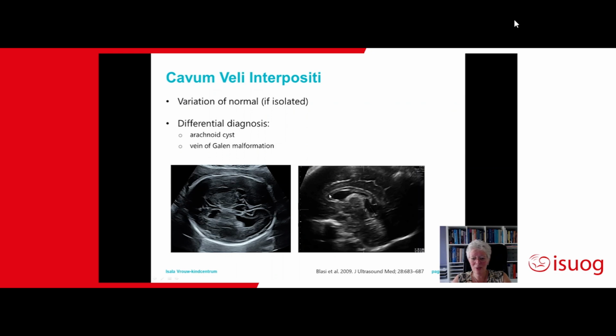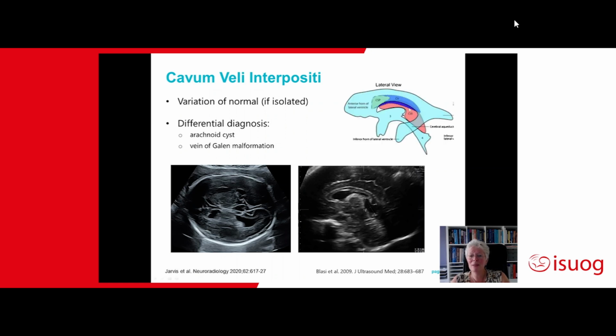You can see here your corpus callosum. You can see your cavum septi pellucidi, and here at the tail of your corpus callosum you can see this cyst-like structure, which is your cavum veli interpositi. Of course, in your differential diagnosis you have to think about an arachnoid cyst or a vein of Galen malformation. It's important to make this mid-sagittal view.